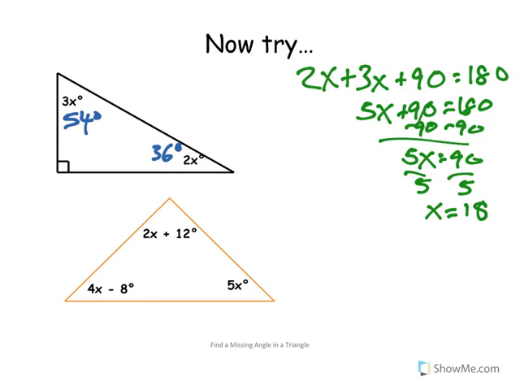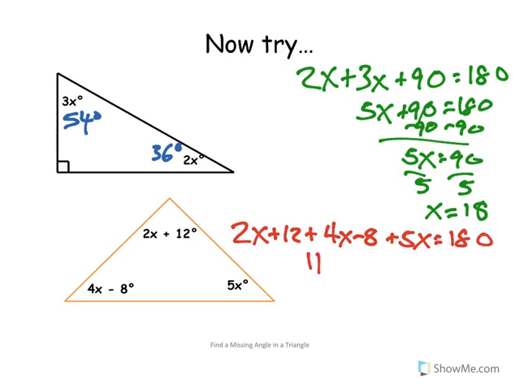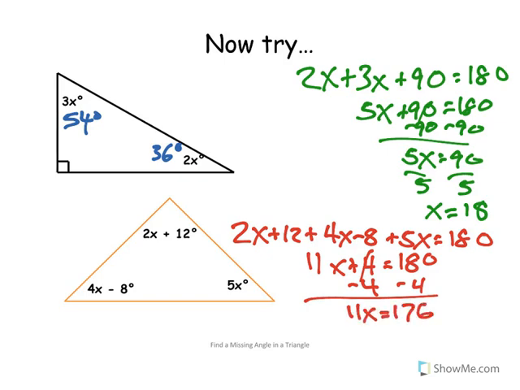For the second one, right, we don't really have, like I said, too many choices. 2x plus 12 plus 4x minus 8 plus 5x is equal to 180. So when we combine the like terms, we end up with 11x plus 4 equals 180. We end up with 11x is equal to 176. So I get x is equal to 16.